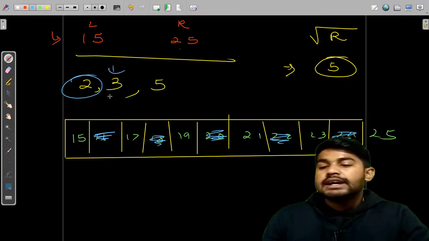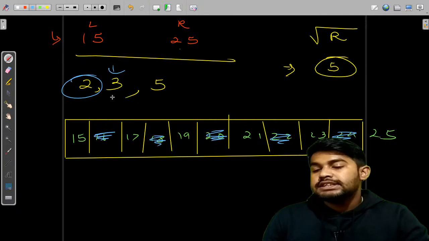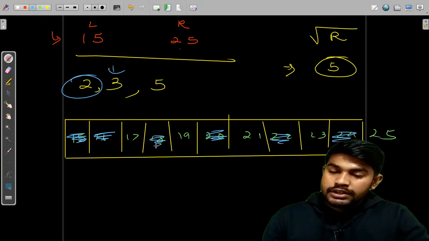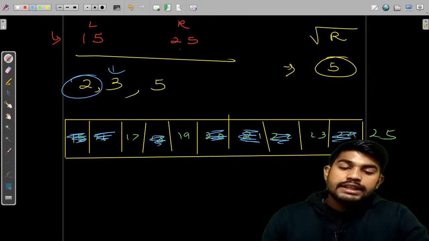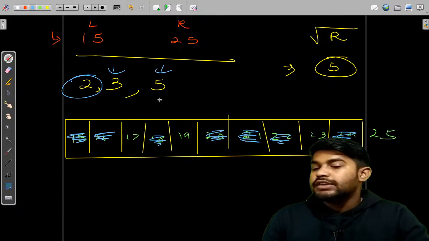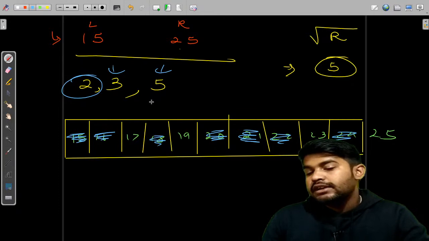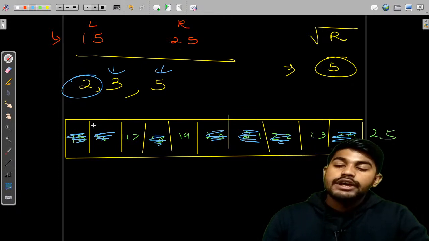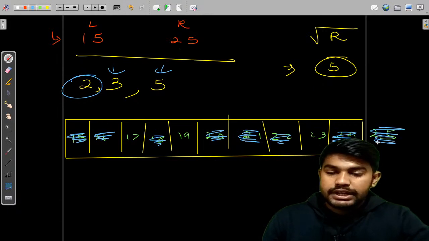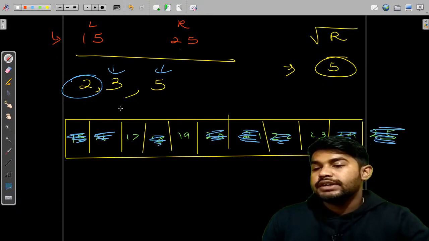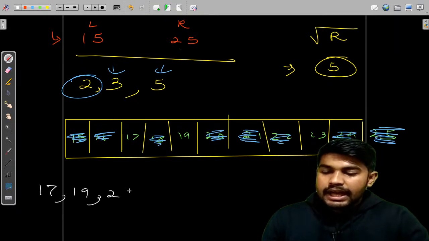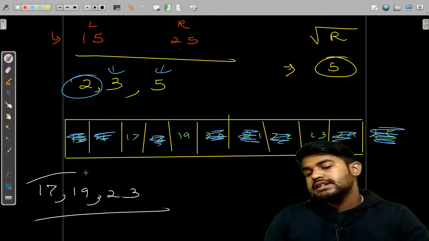Now 3: 3 3s are 9, 6 3s are 18. So 15, then 18 is already marked, then 21 would be marked, then 24 is already marked. Then the multiples of 5: 5 multiplied with 2 is 10, which is not in the range. 15 is already marked, 20 already marked, then 25 we should mark here. Then we observe that 17, 19 and 23 are the numbers that are prime.